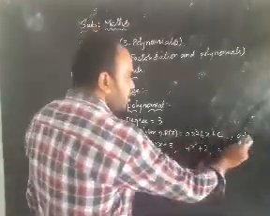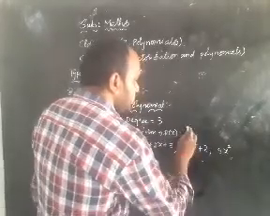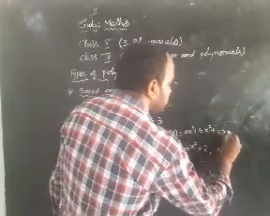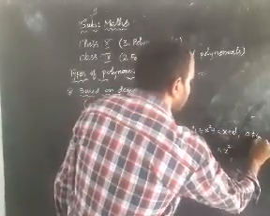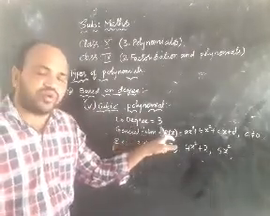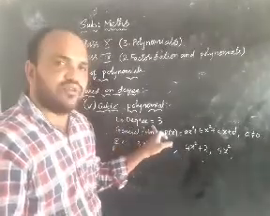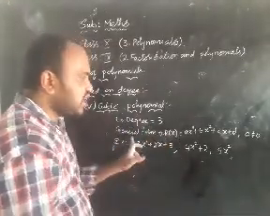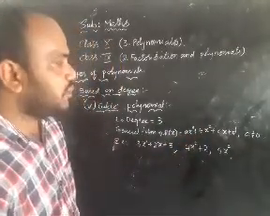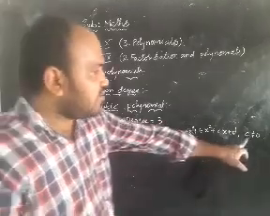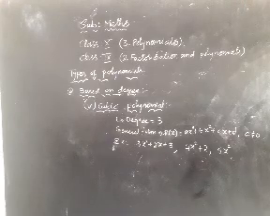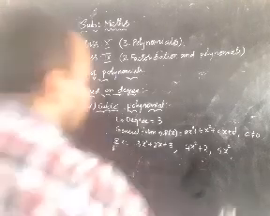And the general form of the cubic polynomial will be ax cube plus bx square plus cx plus d, where a not equal to 0. See here, cubic polynomial, its degree will be equal to 3. And the general form is ax cube plus bx square plus cx plus d, where a not equal to 0. See the examples here.